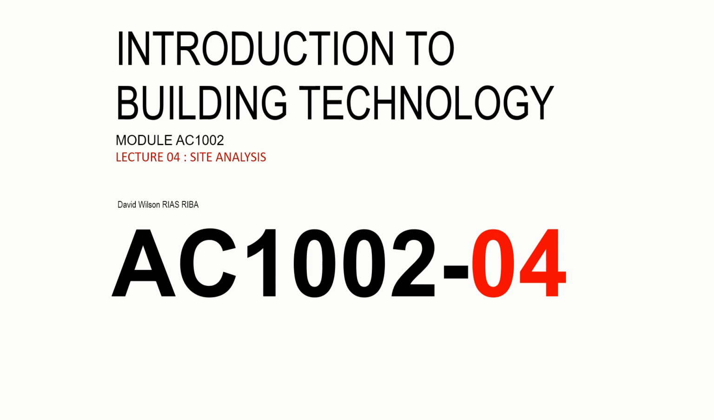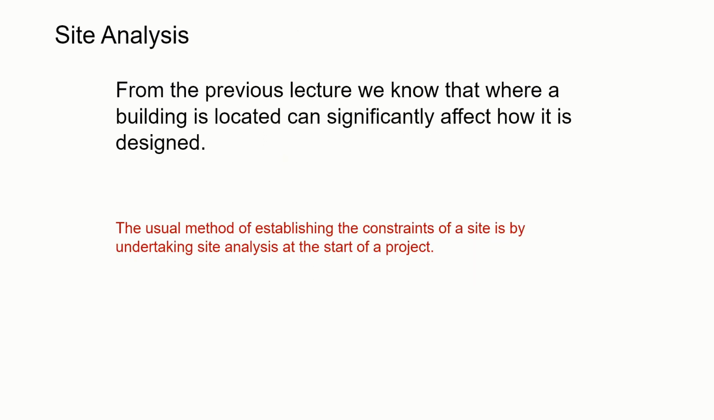This lecture concerns site analysis. That's methods of understanding the site, and it builds upon information that we've looked at previously in the location lecture and the orientation lecture. So if we're thinking about the previous lectures, we know that where a building is located can significantly affect how it's designed. And the usual method of establishing some of the constraints on a site is by undertaking a site analysis at the start of a project.